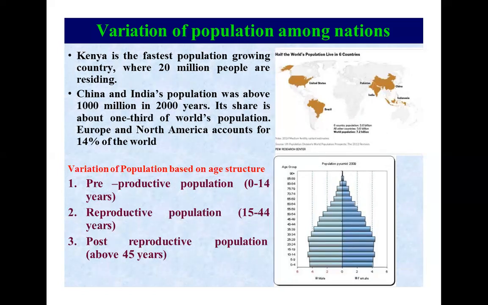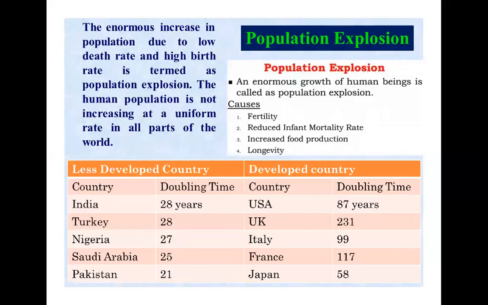Variation of population based on age structure. Pre-productive population is 0 to 14 years. Reproductive population is 15 to 44 years. Post-reproductive population is above 45 years. The enormous increase in population due to low death rate and high birth rate is termed population explosion. The human population is not increasing at a uniform rate in all parts of the world.